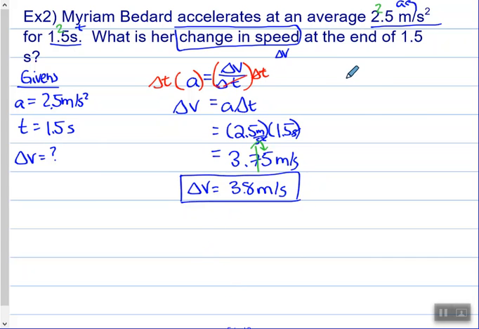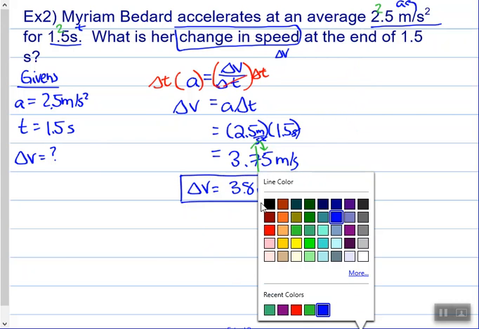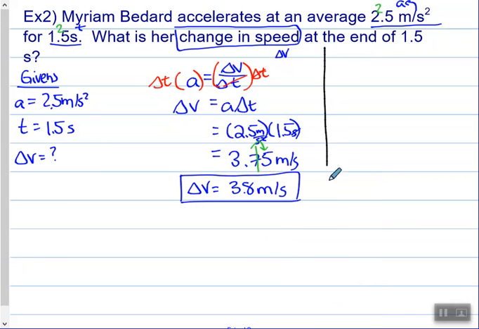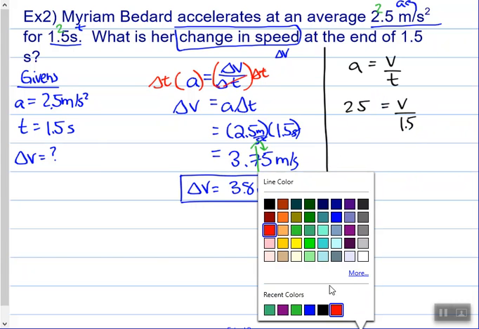Okay, the other way that you can do this is if you are having problems with isolating your variable, you can always just substitute in and then isolate. So if we do that, dealing with numbers, so A is 2.5 equals V over 1.5, then we're just dealing with numbers, and some of you just have a better time with that.